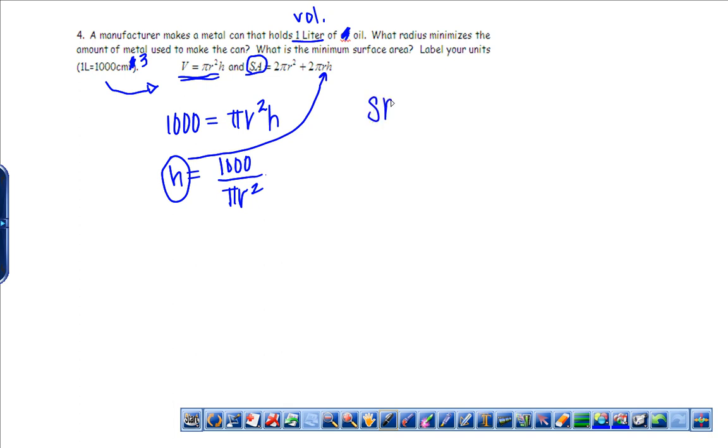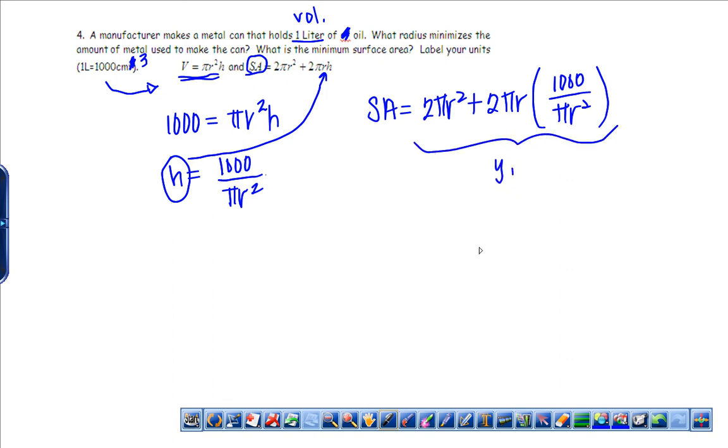So now let's go to surface area. And that gives me 2 pi r squared plus 2 pi r, and I'm going to plug in my h, which is 1,000 over pi r squared. Now realistically, these pi's cancel and one of the r's cancel. If you would like to do that, you can. If you don't want to, you can plug this straight into your calculator again into y1. So that's what I want you to do. It looks like we're looking for a minimum. So go ahead and look for your minimum.